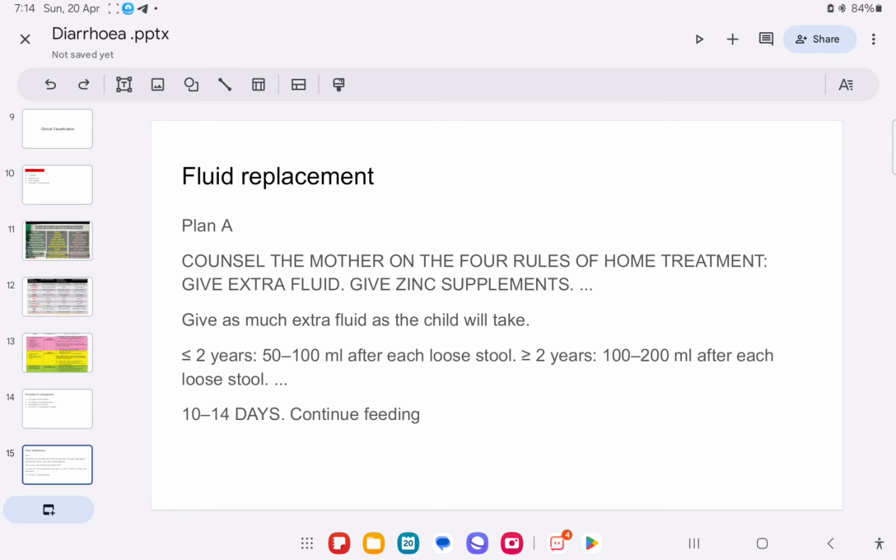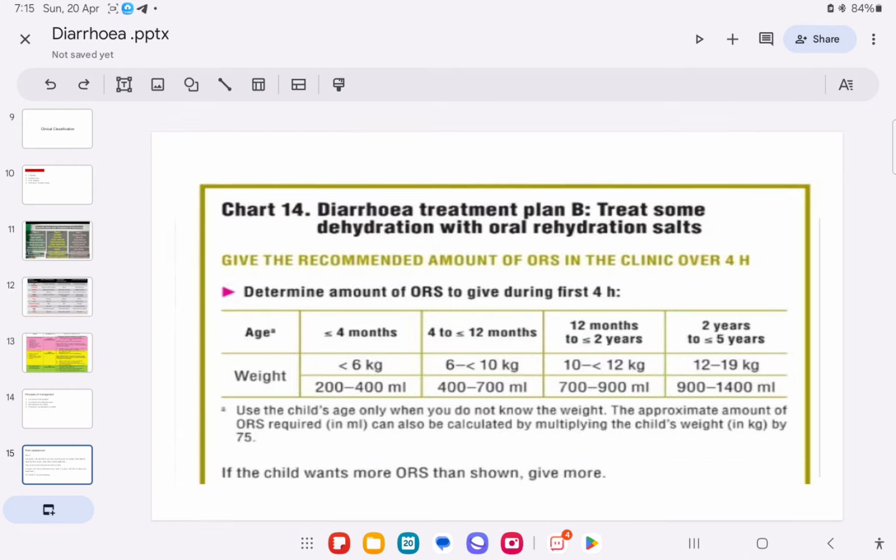Fluid replacement in plan A. In plan A, counsel the mother on 4 rules of home treatment. Give extra fluids and zinc supplements. Give as much extra fluid as the child takes. The principle of management of diarrhea is fluid, and fluid. Give as much fluid as possible to the patient and correct the dehydration. Less than 2 years, 50 to 100 ml after each loose stool, and more than 2 years, 100 to 200 ml after each loose stool, and continue feeding for 10 to 14 days.